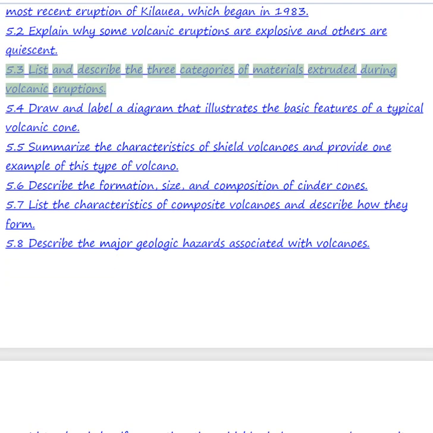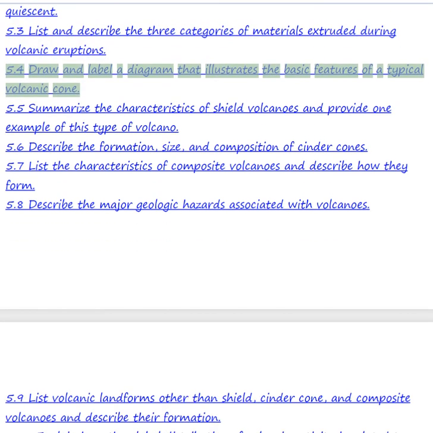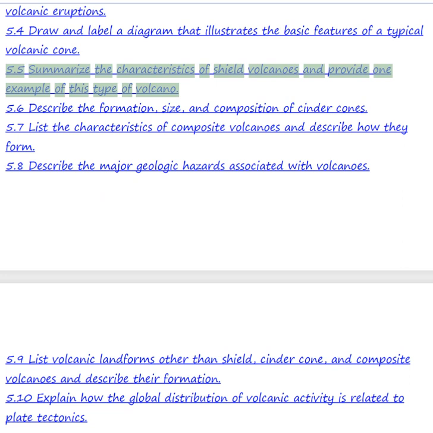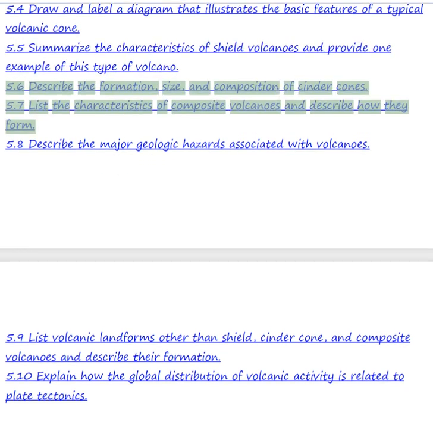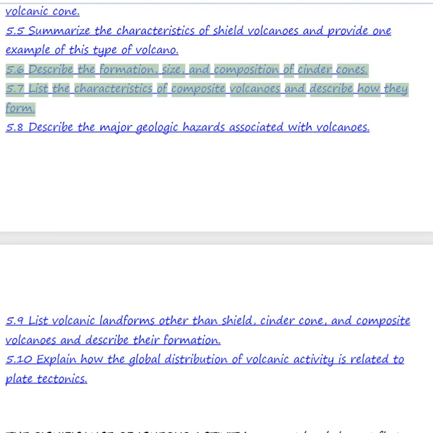5.3 List and describe the three categories of materials extruded during volcanic eruptions. 5.4 Draw and label a diagram that illustrates the basic features of a typical volcanic cone. 5.5 Summarize the characteristics of shield volcanoes and provide one example of this type of volcano. 5.6 Describe the formation, size, and composition of cinder cones.